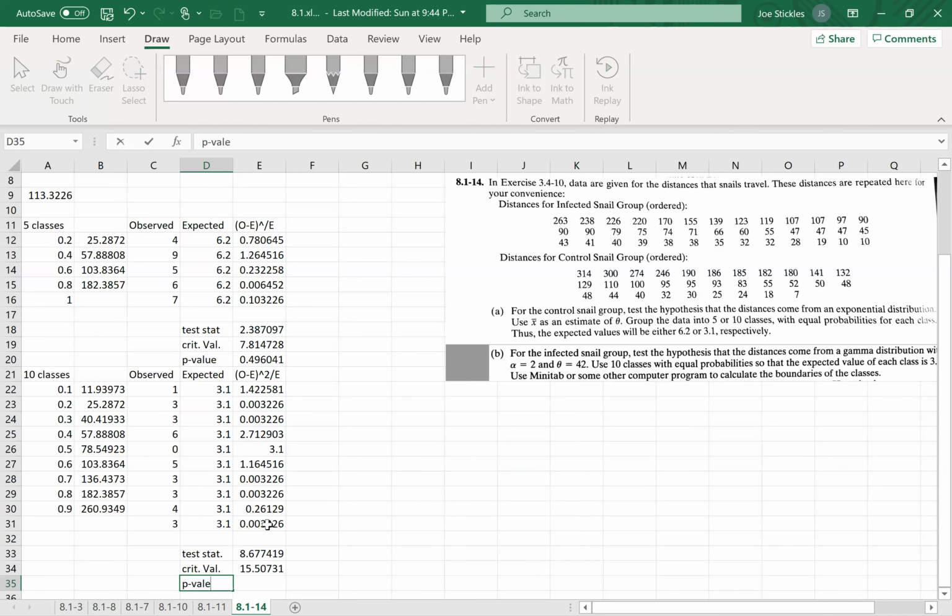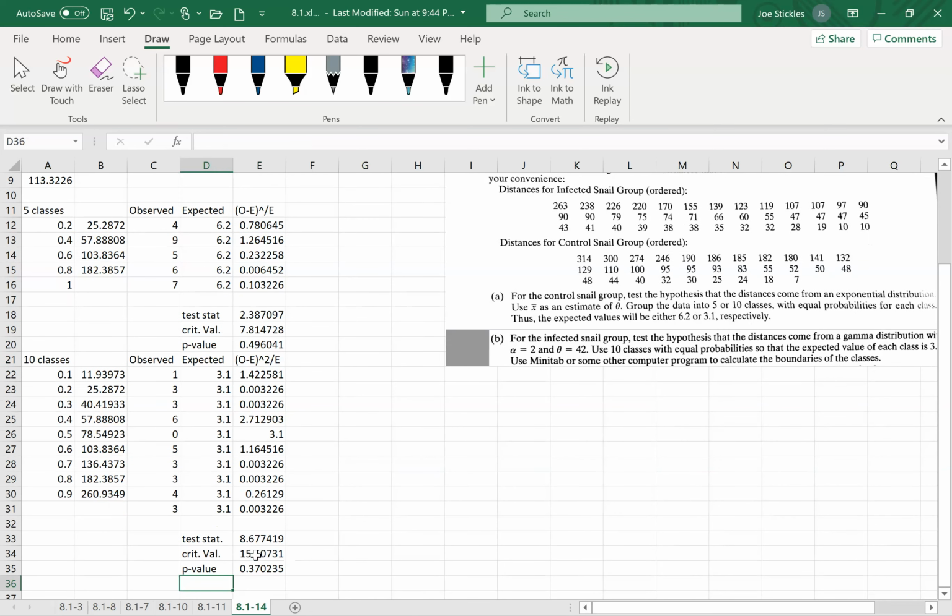So calculate our p-value to see roughly how good this is. So chi-squared. Here's our test statistic. And our degrees of freedom was 8. 0.37. So using 10 classes wasn't as good as using the 5 in this particular case. But again, not horrible. If you were using it as a model, it's not horrible.